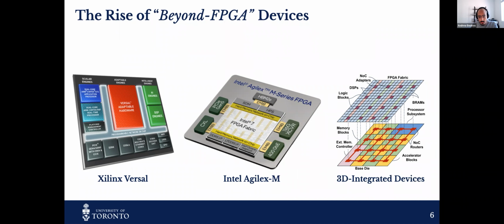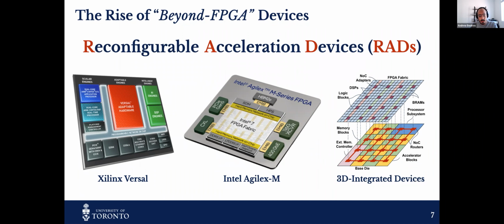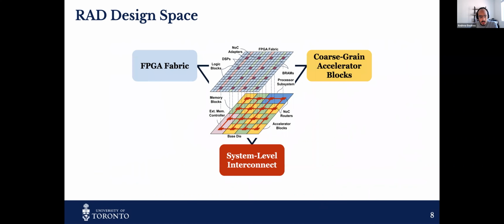So we tried to basically give a name to all those devices. We call them reconfigurable acceleration devices, or RADs. And if you look at the design space of those RAD architectures, we would be able to identify three main components of those devices. So the first component is the FPGA fabric.